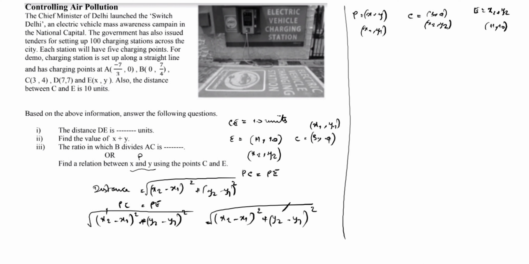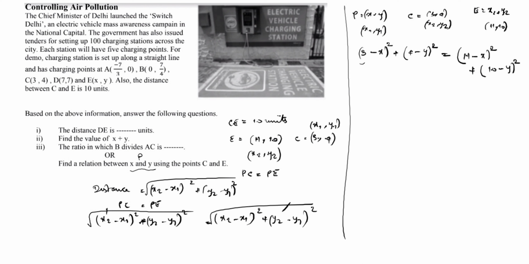What is the x2 value? x2 is 3, x1 is x. So it is 3 minus x the whole square plus y2, which is 4 minus y the whole square, equal to. What is x2? x2 is 11. So 11 minus x the whole square plus 10 minus y the whole square.